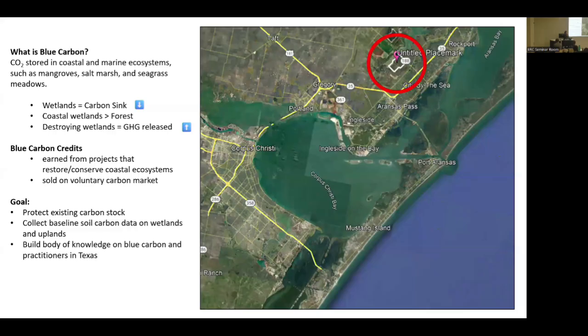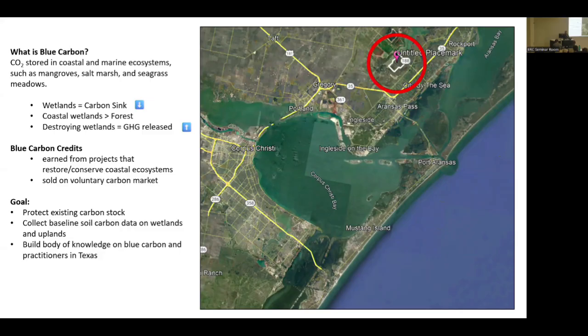So you have your site, you've quantified it, you convert that to credits, and then those are sold on the voluntary market. And individuals or organizations can buy those to offset their own emissions. So really it's just a way to protect these wetlands long-term and allow people to make some money off of them.